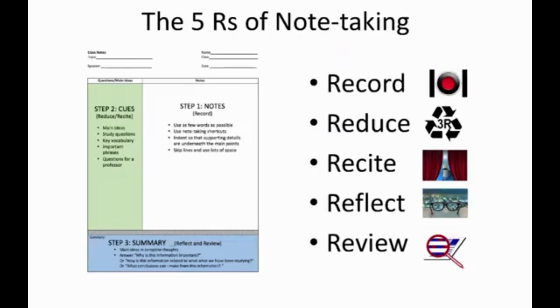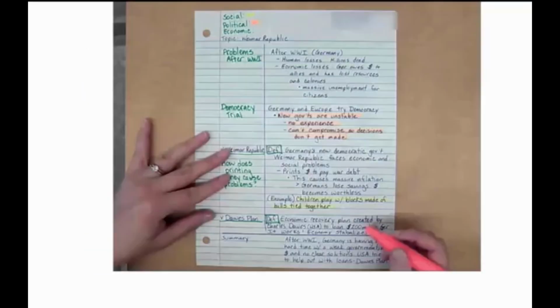Reviewing the 5 R's of note-taking. Step 1, record your notes. Step 2, reduce those notes into cues: the main ideas, study questions, and vocabulary. And once you have those cues, recite the notes as well as you can without looking. See how much you can remember. The third step is the summary, where you're reflecting, thinking about the information and reviewing it once again. Here is a student example of the Cornell note-taking method. You'll have an opportunity as well to create notes in this method at the end of each module.